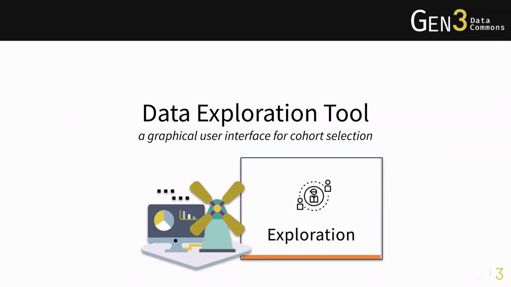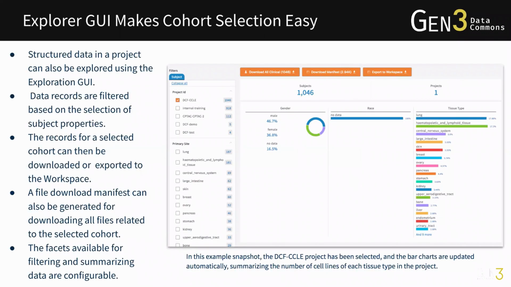Next, let's take a look at the data exploration tool, which is a graphical user interface for cohort selection. Structured data in a project can also be explored using the exploration graphical user interface. Data records are filtered based on the selection of subject properties. The records for a selected cohort can then be downloaded or exported to the workspace. Additionally, a file download manifest can be generated for downloading all files related to the selected cohort. Also notably, the facets available for filtering and summarizing data are configurable.